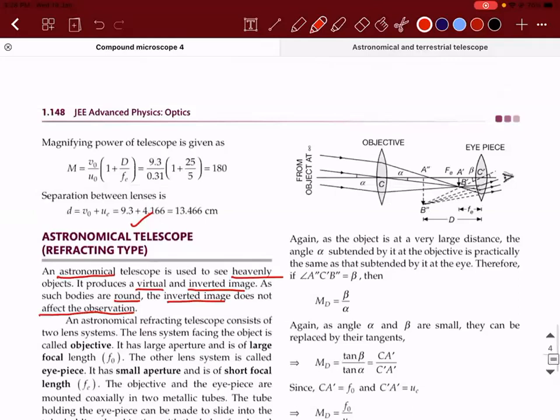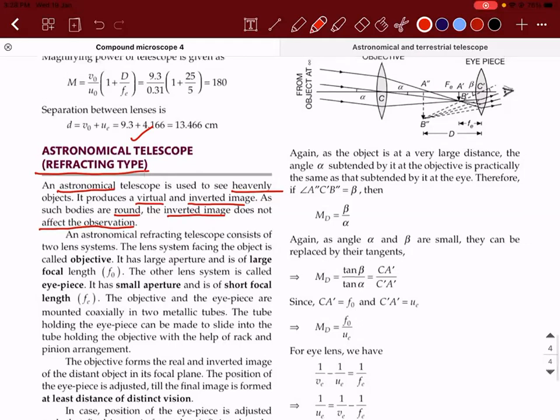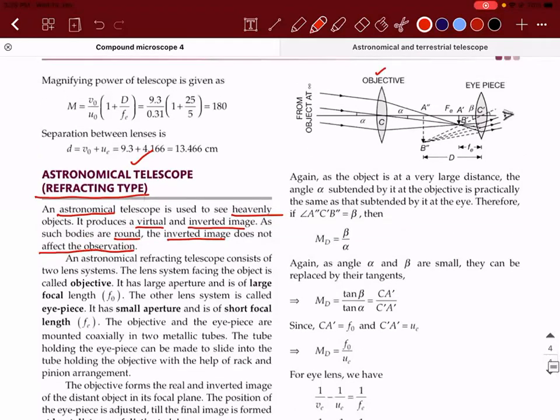So here the arrangement is slightly different. Basically, an astronomical refracting type telescope consists of the same two things: one is the objective and the second is called the eyepiece. But here the design is different. The objective will be of a larger focal length and larger aperture, and the eyepiece will be of a smaller aperture and smaller focal length. The reason is very simple. Greater the aperture, greater is the amount of light that can enter through any optical device.